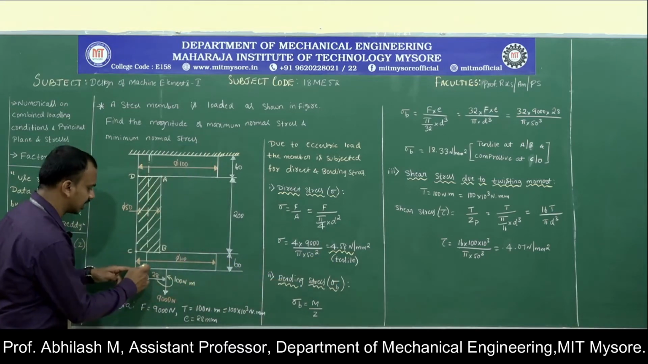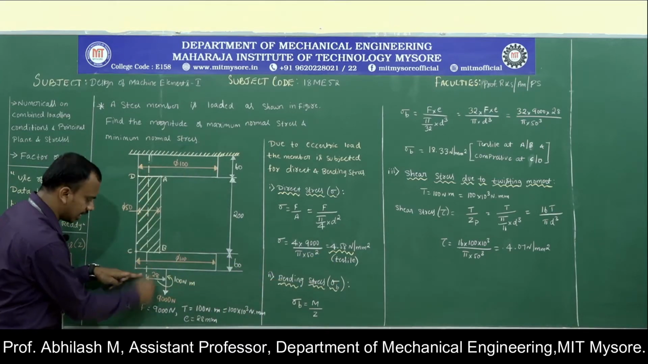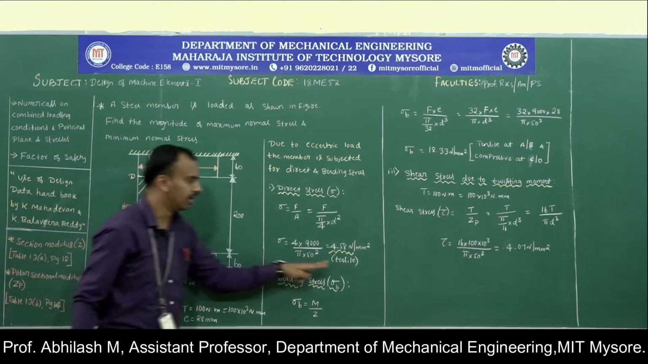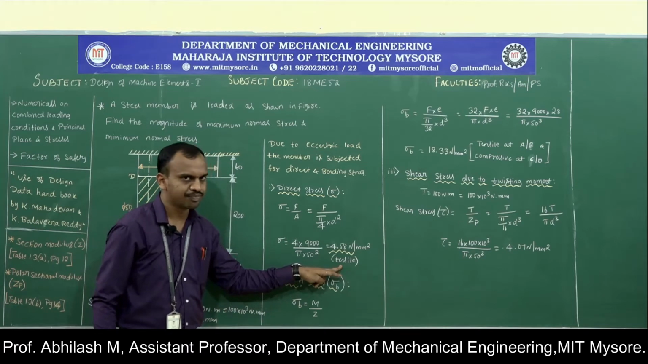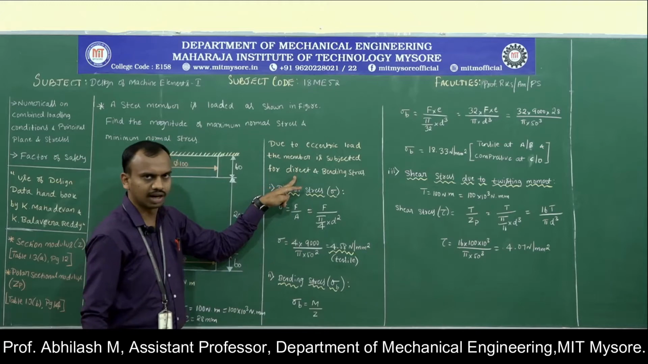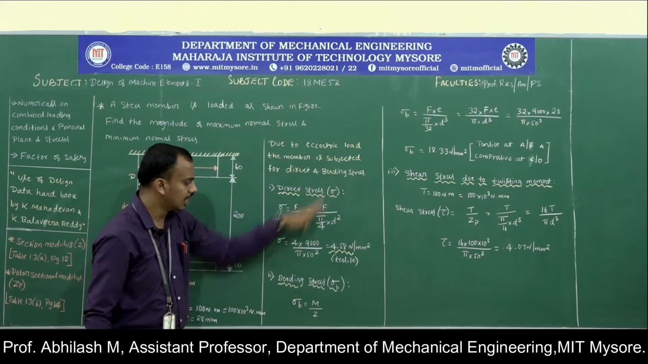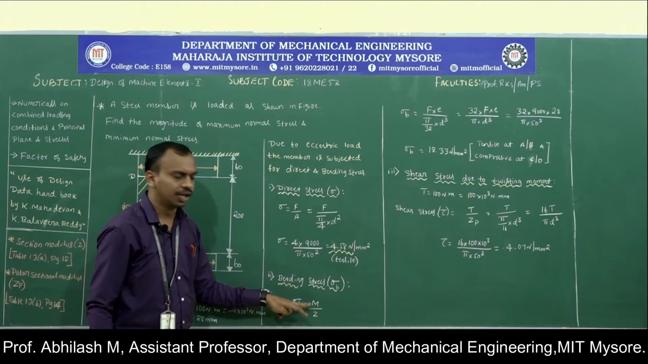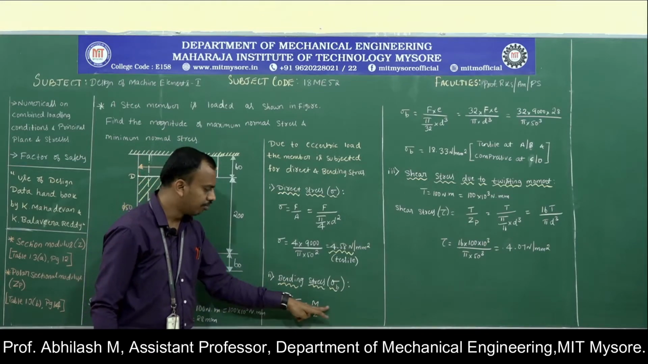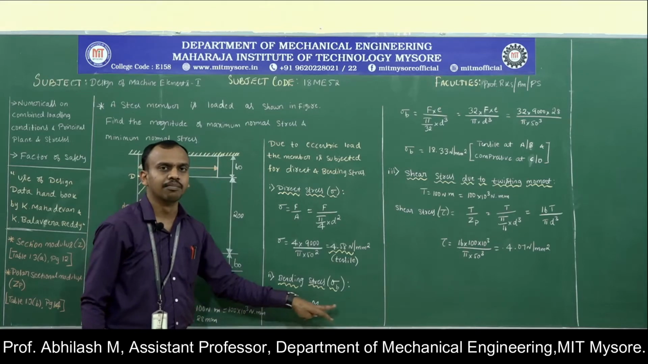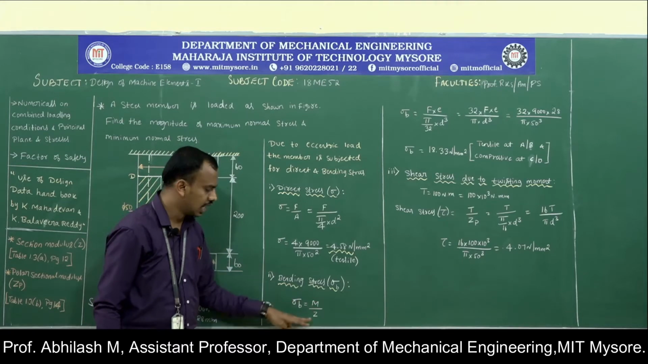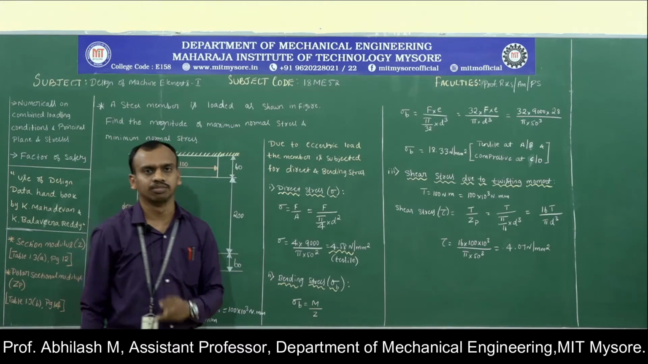Here, the axial load acts along the axis in the tensile direction, so throughout the cross-section, this will be tensile in nature. Next is the bending stress. One is the direct stress that we have calculated now, and the next one is the bending stress. In order to calculate the bending stress, the general equation is given by M divided by Z, where M is because of the couple, that is load into its perpendicular distance, and Z is called the section modulus.